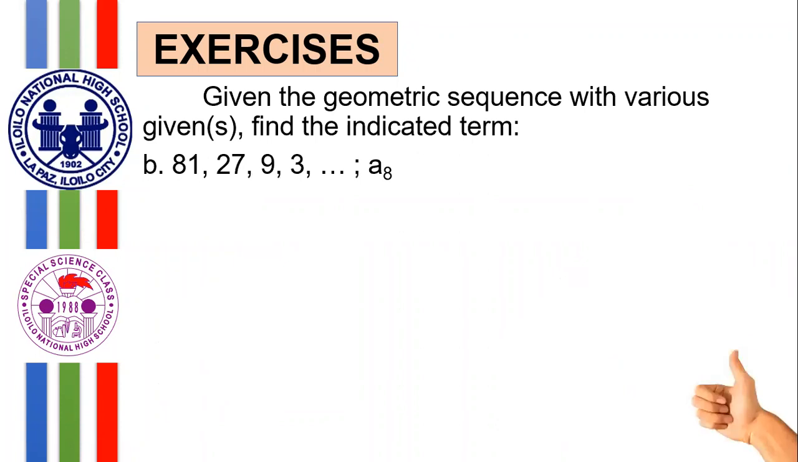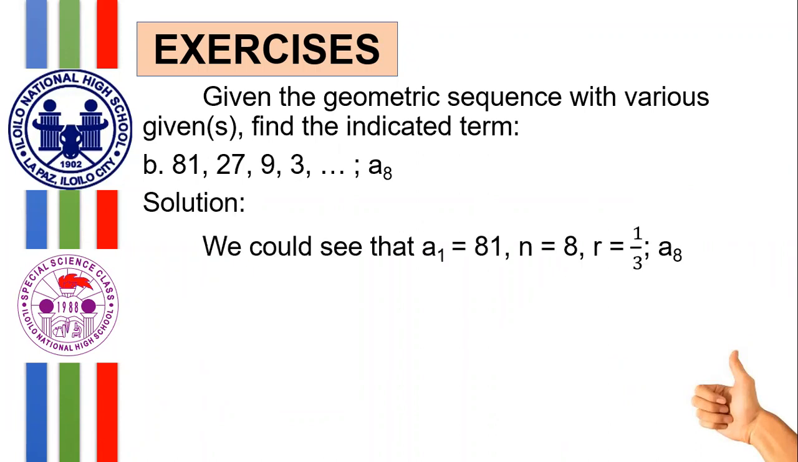81, 27, 9, 3, and so on. We're looking for the 8th term. Since we're looking for the 8th term, you could actually see here that the first term is 81. Your n is 8 because that's the subscript here. And your common ratio is 1/3. Why? 27 divided by 81 is 1/3. 9 divided by 27 is 1/3. 3 divided by 9 is 1/3. So you could actually verify this with your calculators.